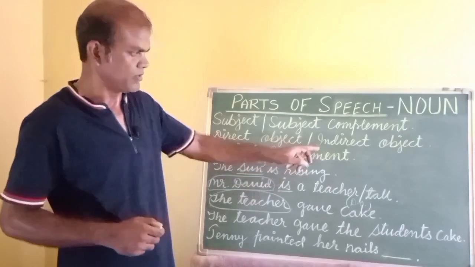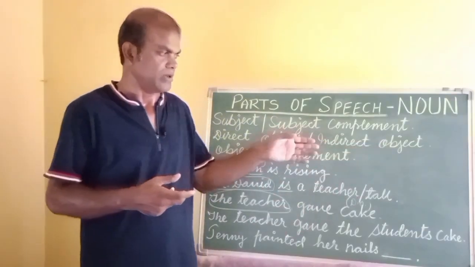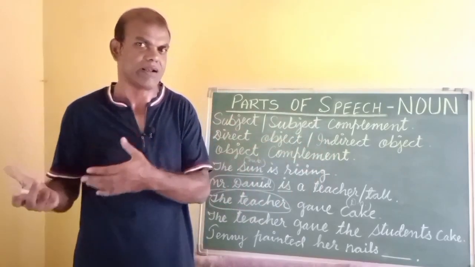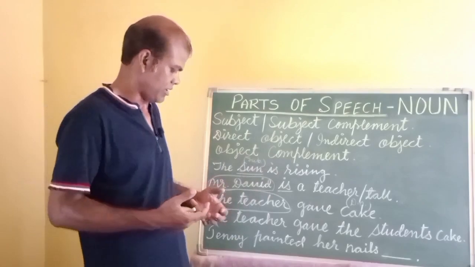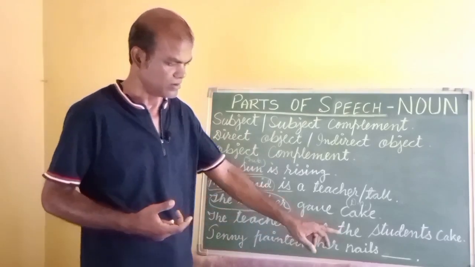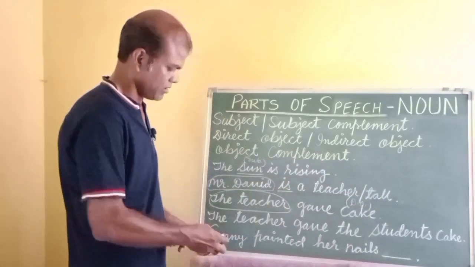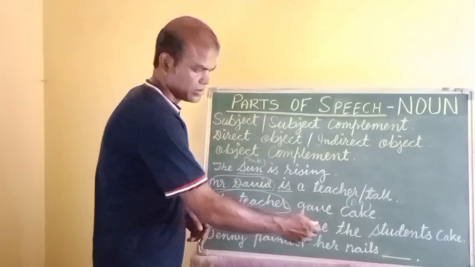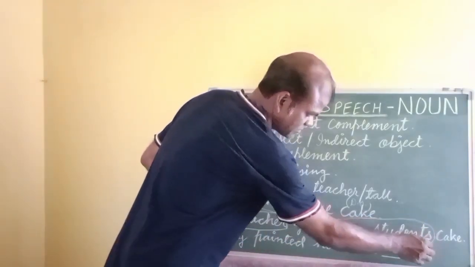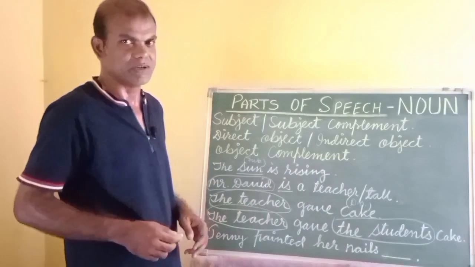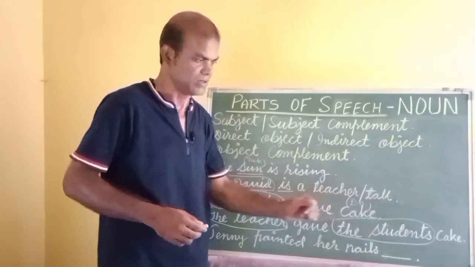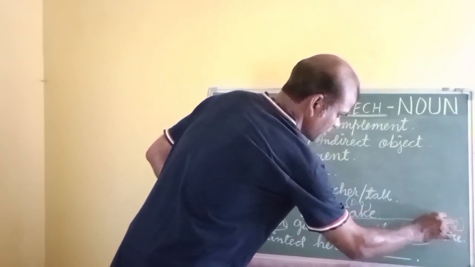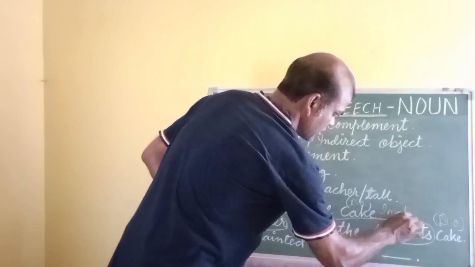Okay, now we'll go with indirect object. Now the indirect object receives the direct object in a sentence. Like, the teacher gave the students cake. The teacher, this is our subject, this is the verb. The students, this is the indirect object, a noun phrase, and here we have the direct object, cake.